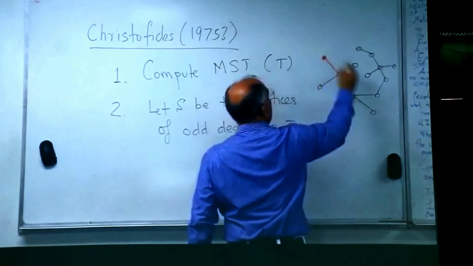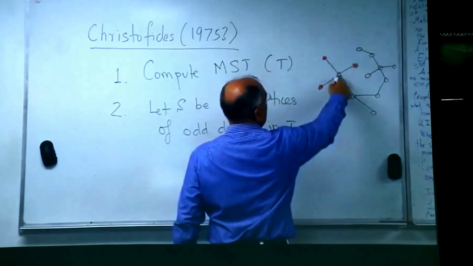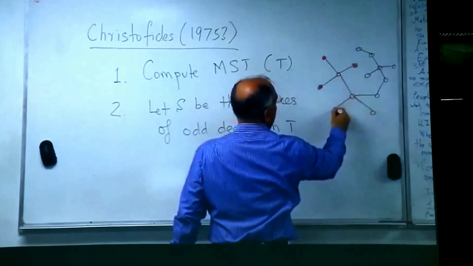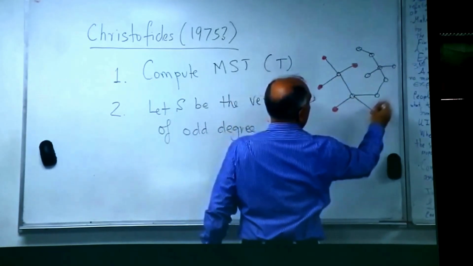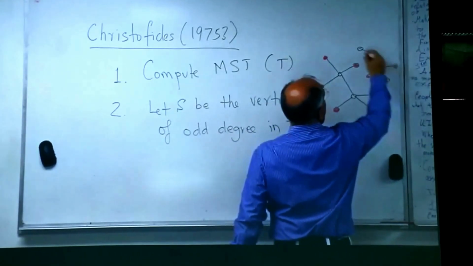This vertex has degree 1, which is odd. This vertex has degree 1, which is odd. This vertex has degree 1, which is odd. This node has degree 4. This node has degree 4. So I'm marking out all the odd degree vertices here. That's odd degree, that's odd degree, that's odd degree.